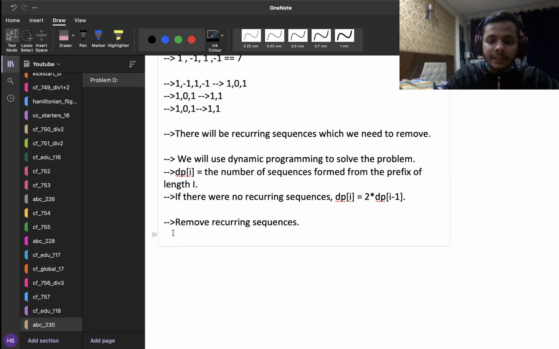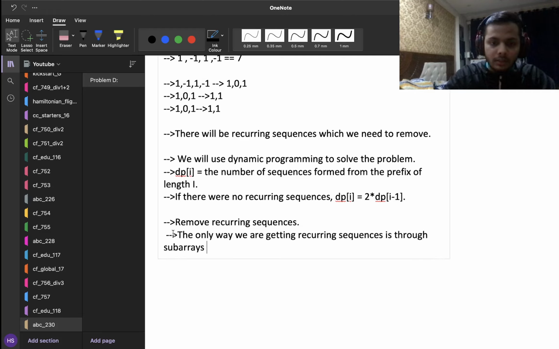And so the only way I am getting recurring sequences is from subarrays whose sum is 0. So let's write that down as well. The only way we are getting recurring sequences is through subarrays whose sum is 0. Because for these subarrays, I can either combine them with the sequence to the left of it, or to the sequence to the right of it, right?